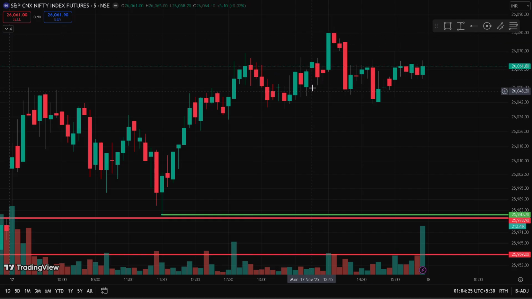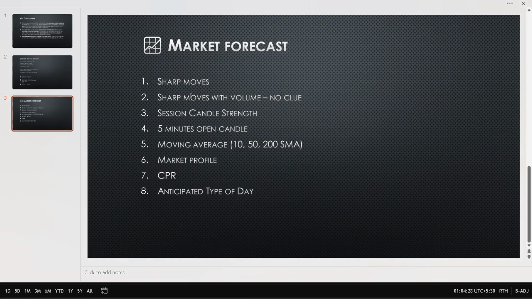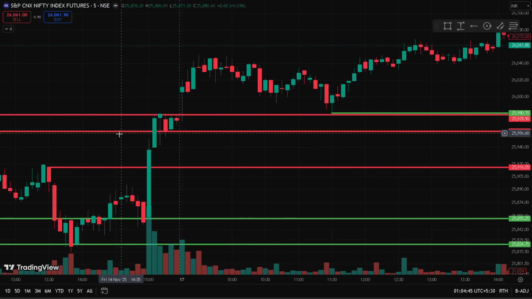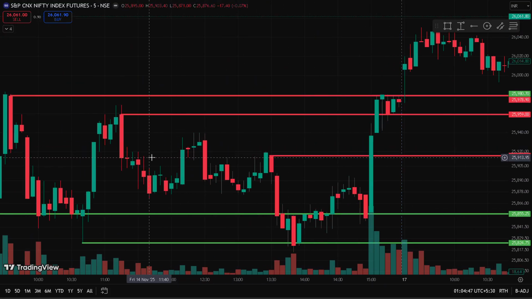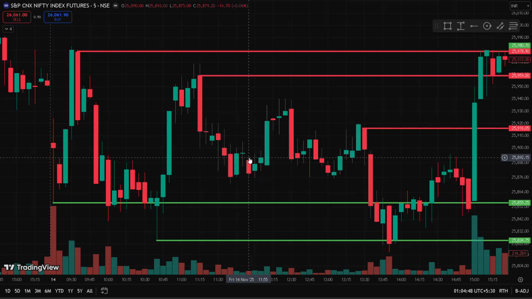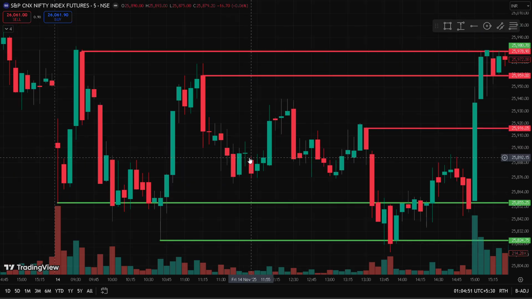Now let us go back to the second pointer, which is sharp move with volume. Why I have kept it as no clue? Because it might be from the last session. That's why. Let us go to the second pointer, which is sharp move with volumes. Again, back to the 14th November session.